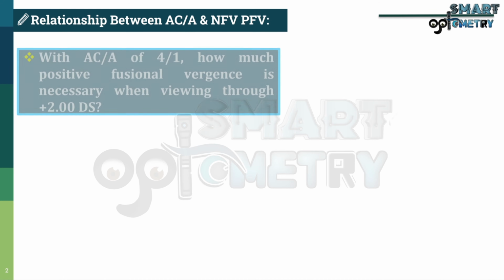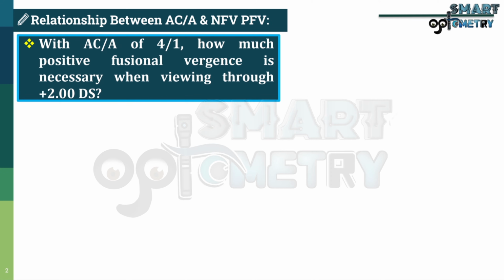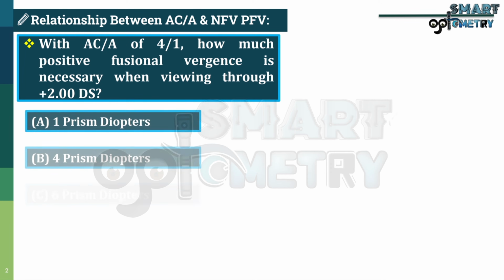Here is the question. With an AC/A ratio of 4:1, how much positive fusional vergence is necessary when viewing through a +2 diopter spherical lens? Here are the options.